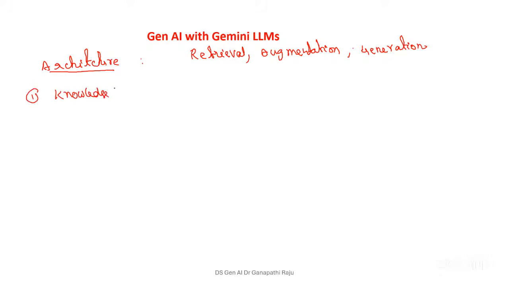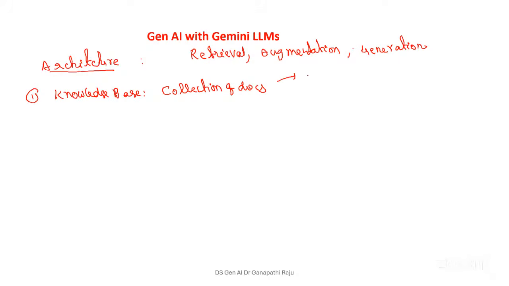So the RAG architecture contains three main components. One is retrieval. The second component is augmentation. The third component is generation. Now, how it will be done, I will discuss one by one. The first one is called the knowledge base, the external knowledge base. For that, we will do a collection of documents.